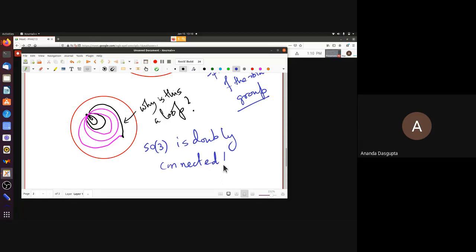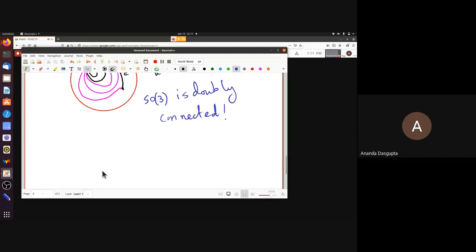Okay? So SO3 has this very special property, which is why, by the way, the consequence of this is something which you all definitely know. At least I am hoping all of you know. That is, if I did a 2 pi rotation, is it the same thing as doing no rotation at all?